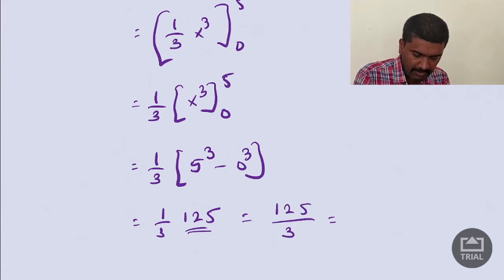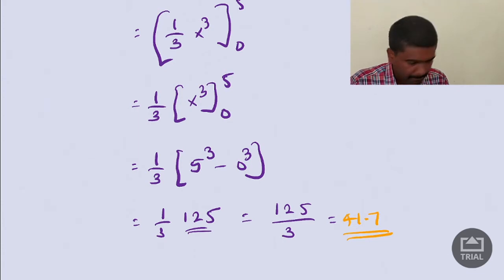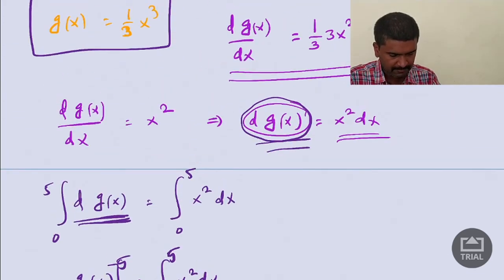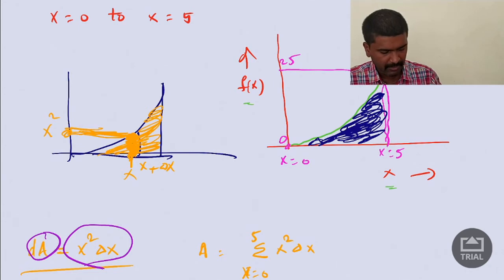So that equals, you can write it as roughly 41.7. So this is your answer. Your answer is 41.7. That is the area under this curve, the area under this part. So this is how you can integrate the function.